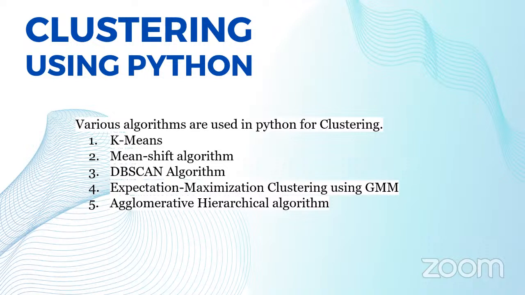So here, various algorithms are used for clustering: K-means algorithm, mean shift algorithm, DBSCAN algorithm, expectation maximization clustering using the GMM algorithm, and agglomerative hierarchy algorithm.